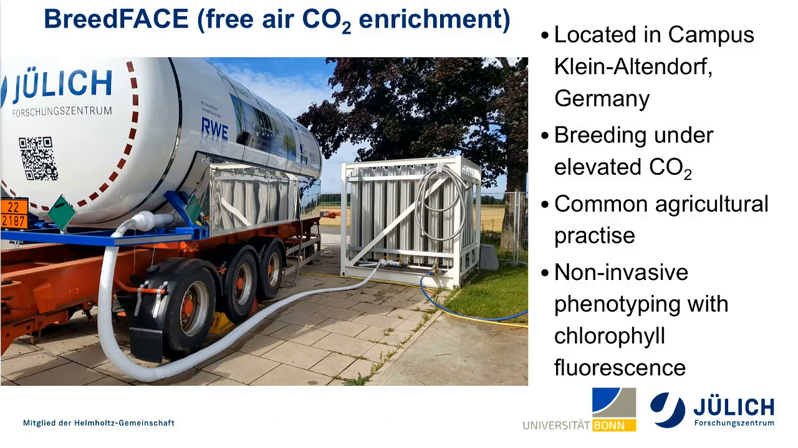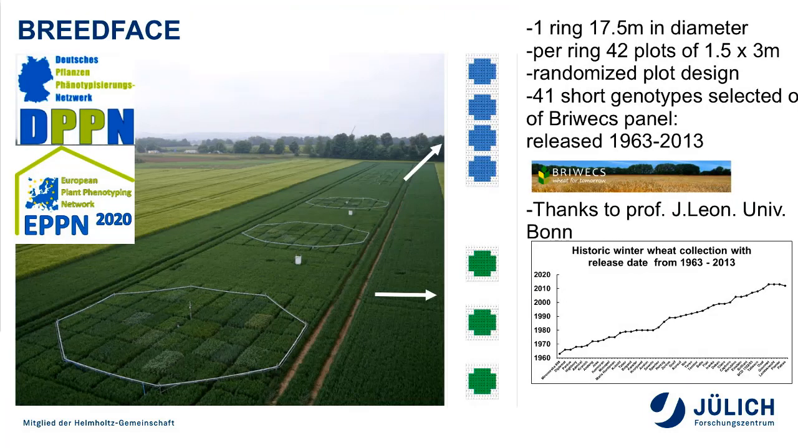Then we move to another data set, a little more of a future outlook, where we look at the photosynthetic response to elevated CO2. For that, we moved to Germany, where we set up a FACE installation, an installation to grow genotypes at elevated CO2. It's set in a very rich soil area at Campus Klein-Altendorf of the University of Bonn. We continue there with normal agricultural practices and combine that with non-invasive phenotyping.